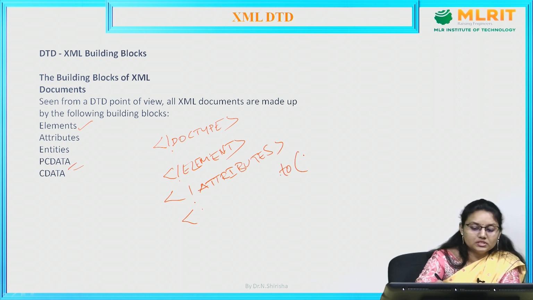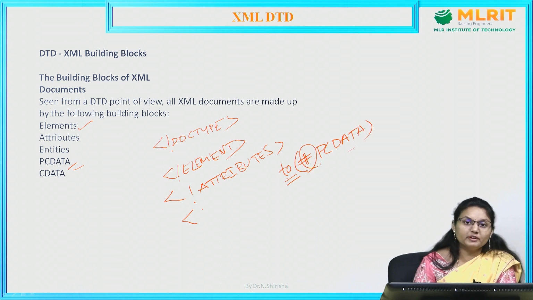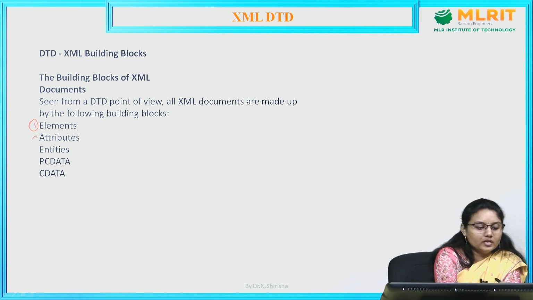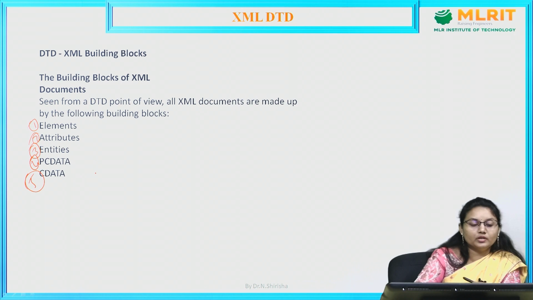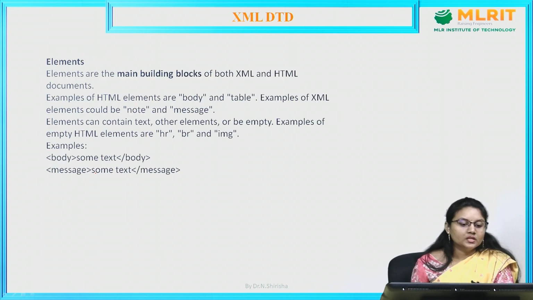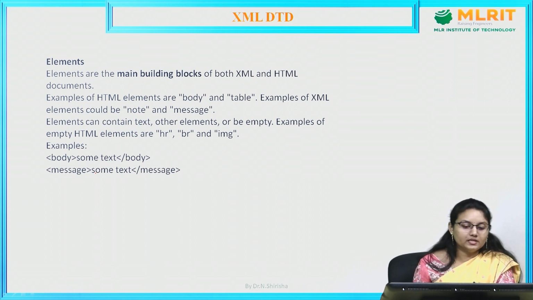Suppose there is a value like 2. So this is of type what? PC data. So this PC data or C data should have a hash as a prefix. Okay, so these are the general building blocks: 1, 2, 3, 4, 5. These 5 are the building blocks of your XML DTD, document type declaration. So elements are the main building blocks of XML and HTML. You know what the elements are. Simple tag names are the elements.